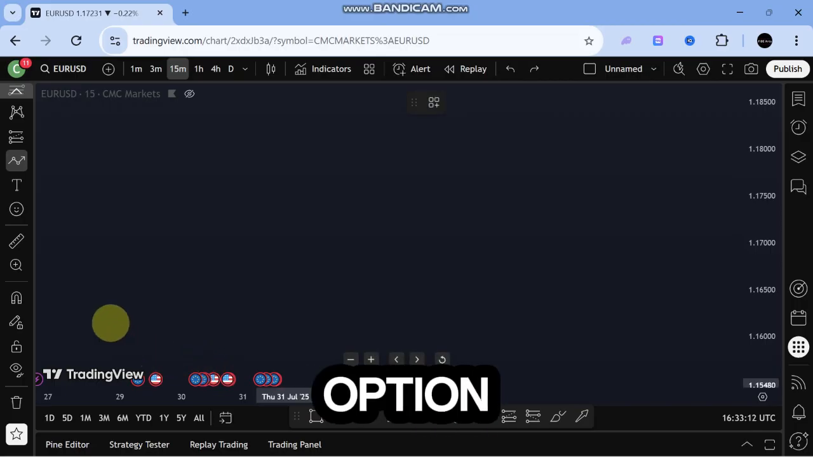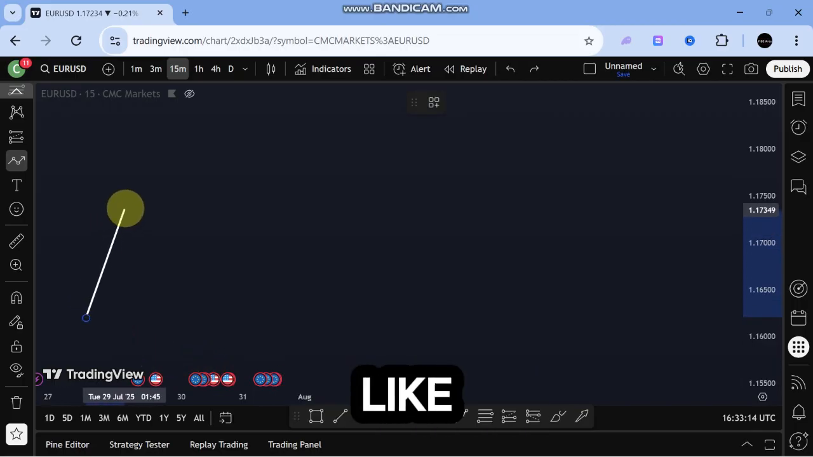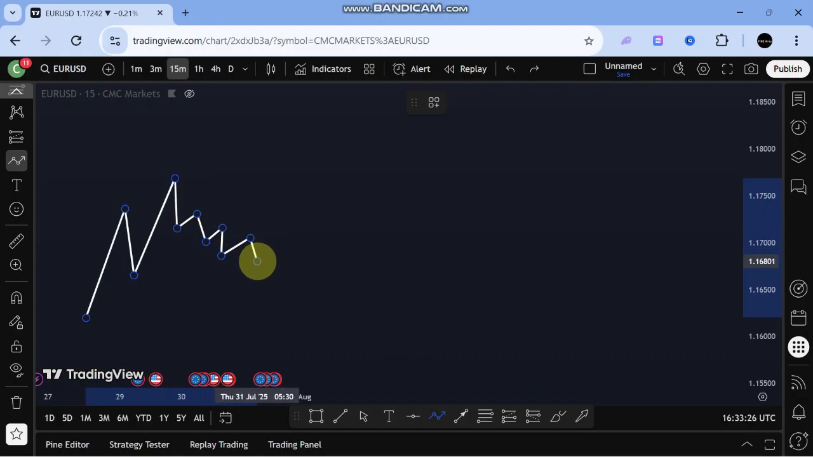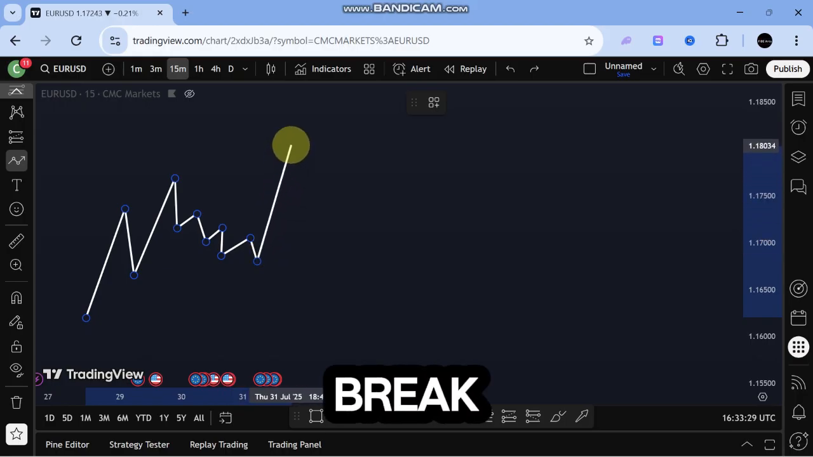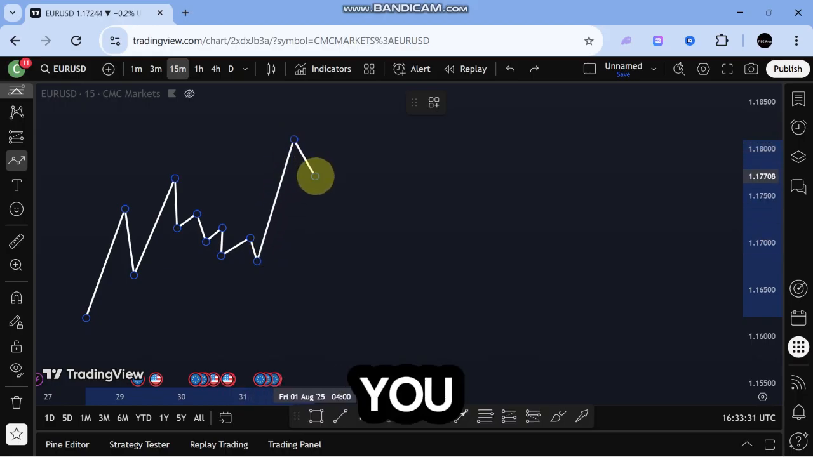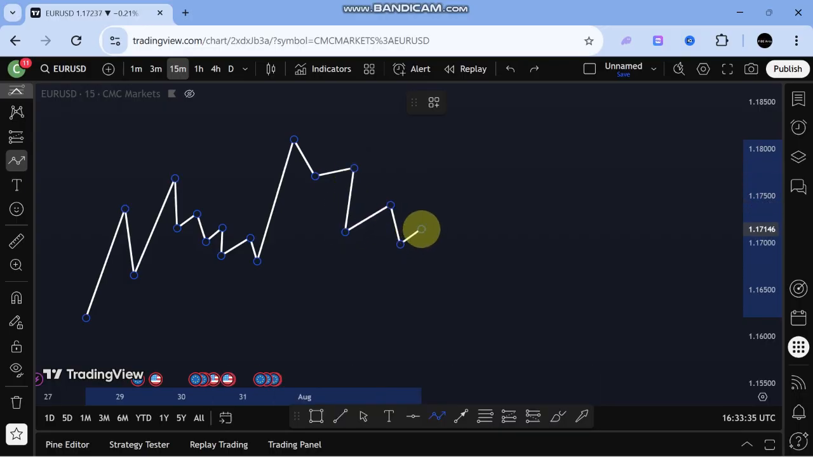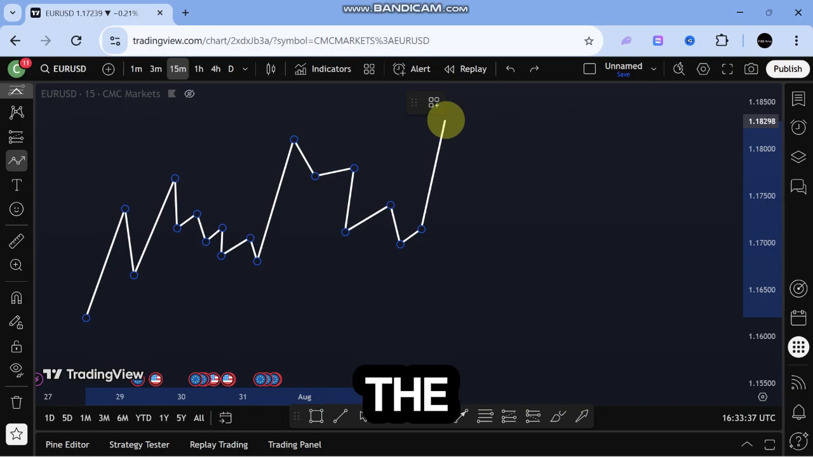So on the chart, in an uptrend, you might see something like a higher high, then a higher low, then another higher high, then something like consolidation. You might see a lot of consolidation here before finally it breaks structure to the upside. Then you can probably see a lot of consolidation again, and finally it breaks structure to the upside.